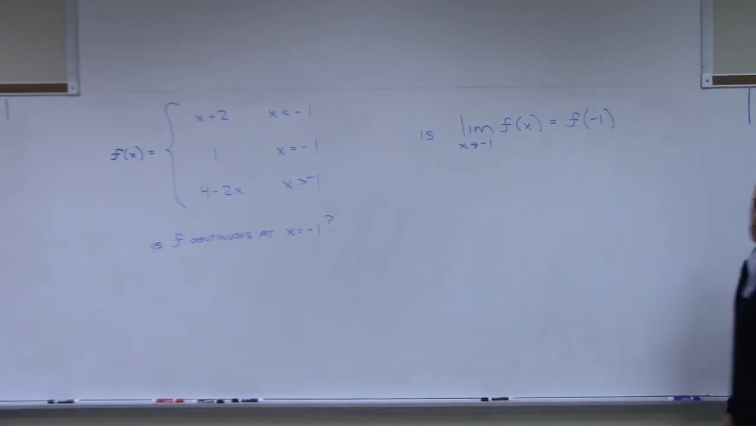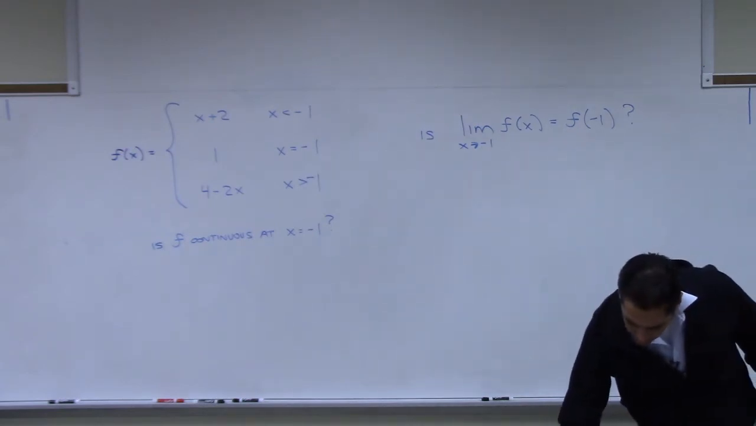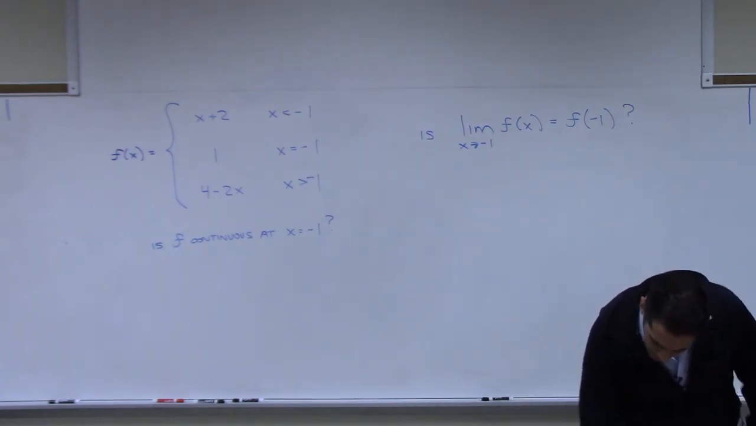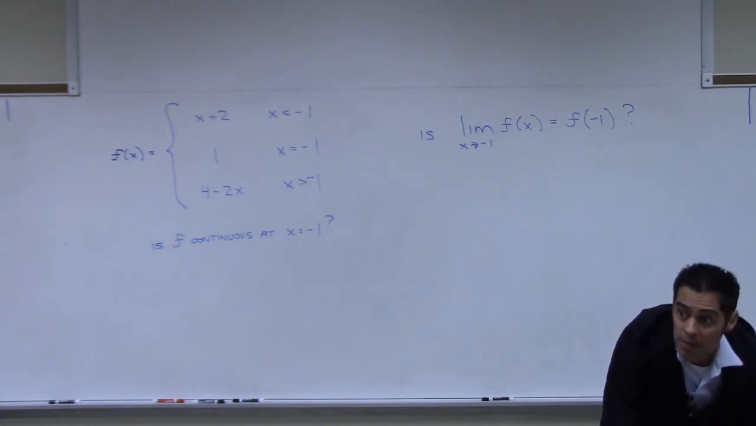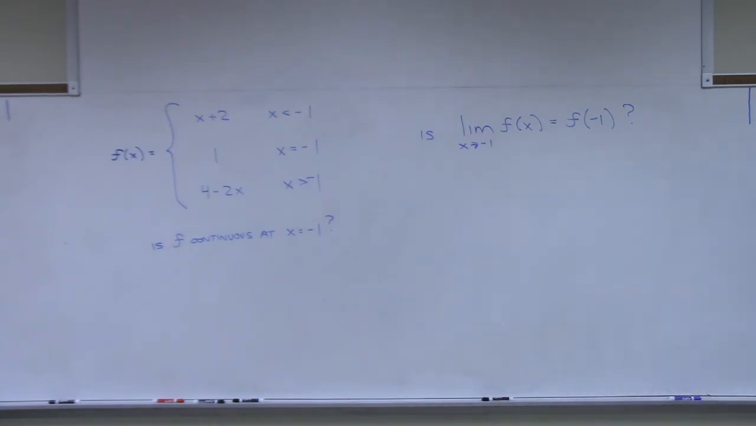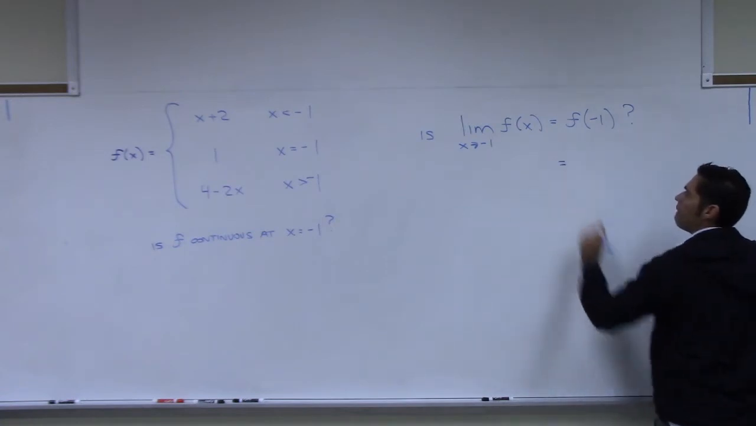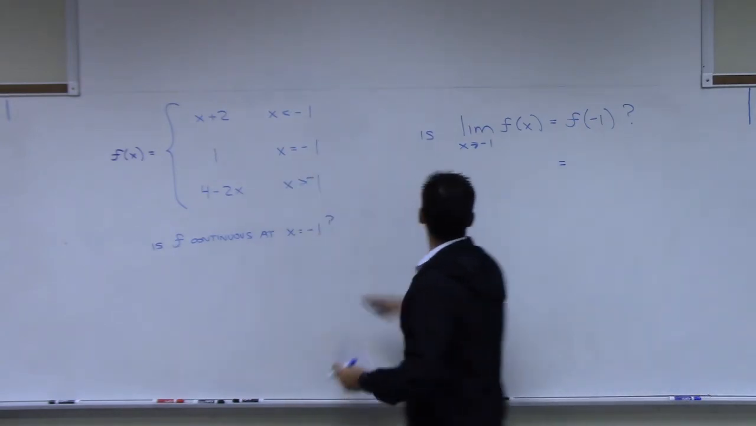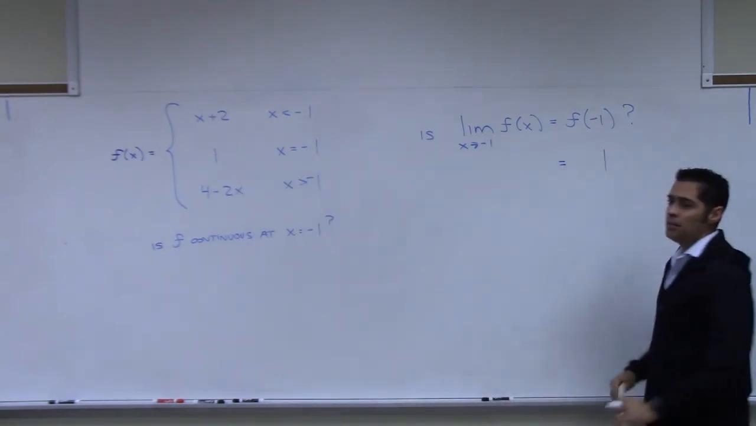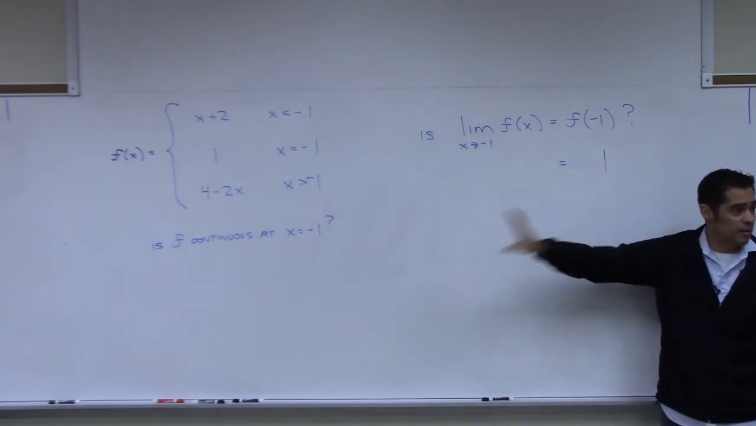Good. That's it, right there. That's what we need to check. Is that true? Now, the easier part of this is the right side. Emmanuel, what's the right side of this? Okay, it's the middle one, right? So what is that value? 1, okay? And then to do this, we need to go check 2 limits, right?